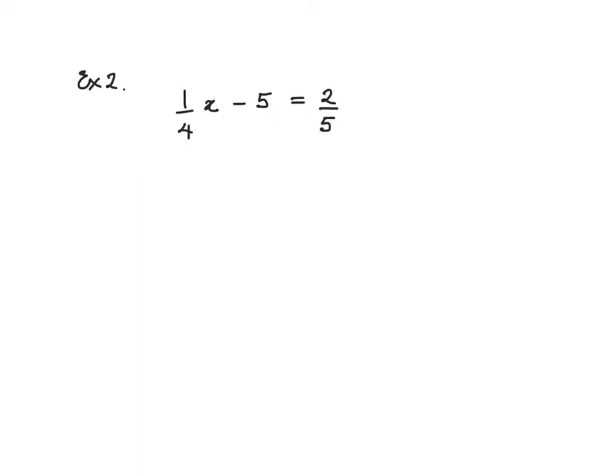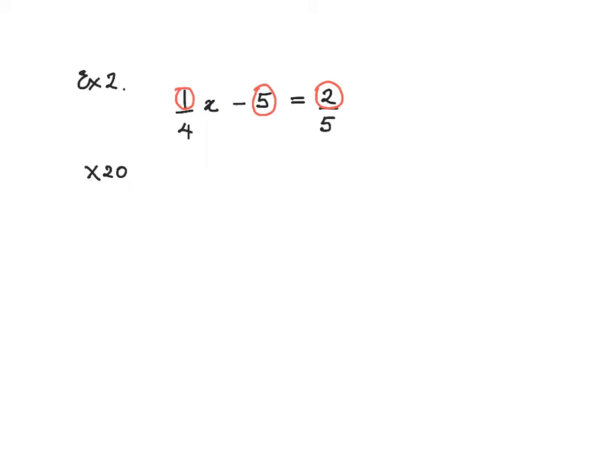This second example is just a little bit more complicated. You see that we have two fractions, 1/4 and 2/5. Now the best way to get rid of a dividing 4 and a dividing 5 is to multiply by 20. 20 is the smallest number that can divide by 4 and by 5. Now what am I going to multiply by 20? I'm going to multiply the 1, the 5 and the 2.